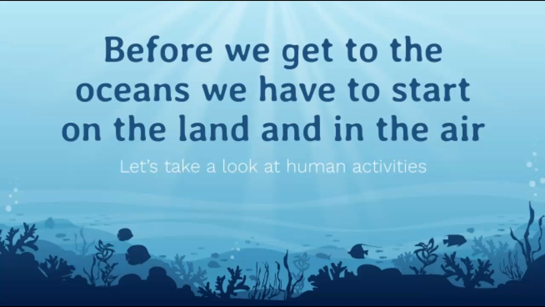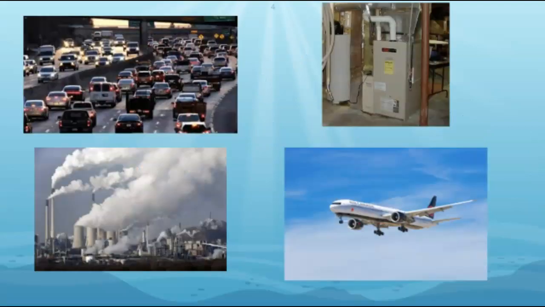Okay. But before we get to the oceans, we're going to have to take a moment and start on the land and in the air. And we're going to have to look at humans and some of the things that we are doing. Now, humans do lots of things on land, but one of the things that we do a lot is burn fossil fuels, okay? Things like gasoline, that's a fossil fuel. So whenever we drive our cars or use anything that uses gasoline, like an airplane, that's burning a fossil fuel.